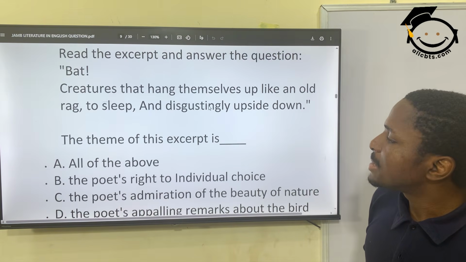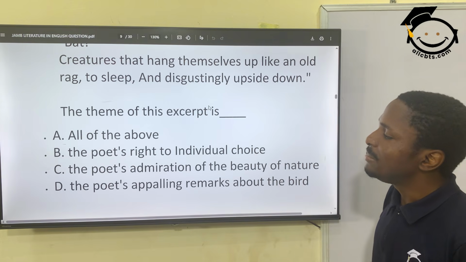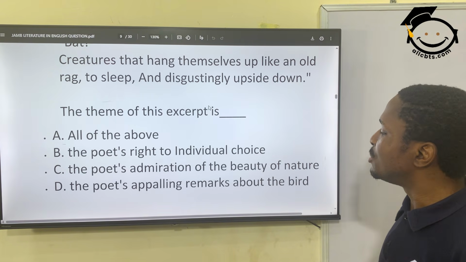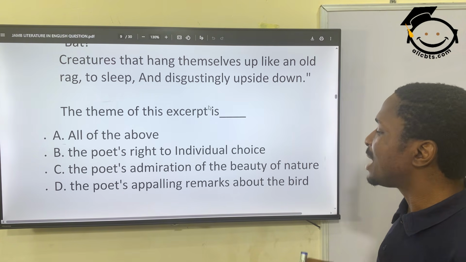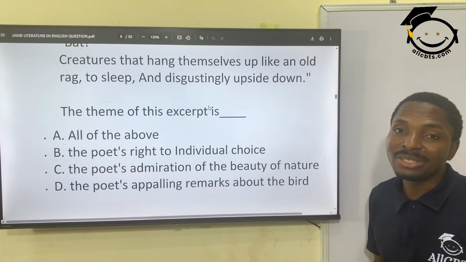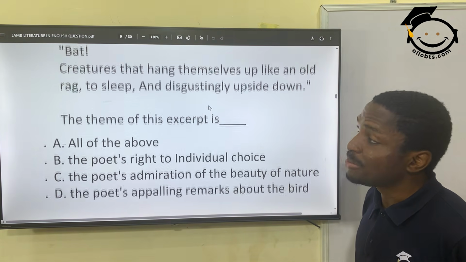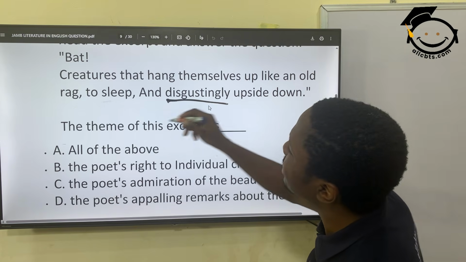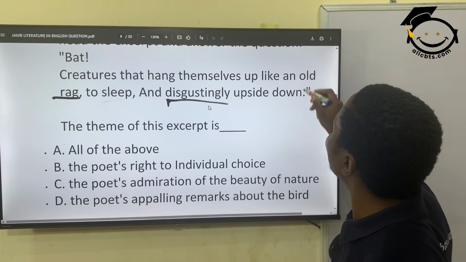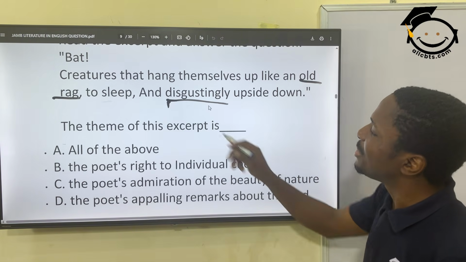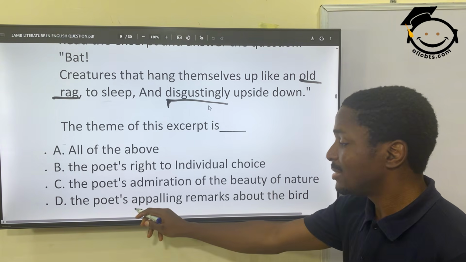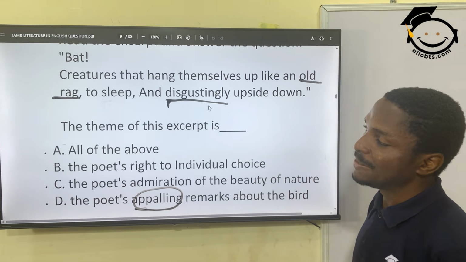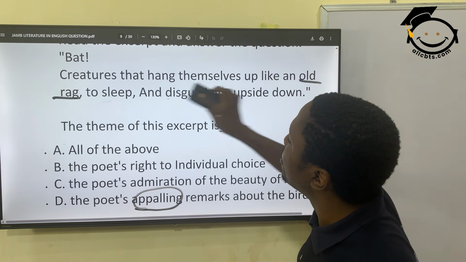The theme of this excerpt is A, all of the above, B, the poet's right to individual choice, C, the poet's admiration of the beauty of nature, D, the poet's appalling remark about the bird. Actually, the poet is not happy with this bird. So this is appalling. He calls the bird old rat. He called them disgusting. So he's appalled by the bird. So we'll definitely go with option D. Not all of the above.